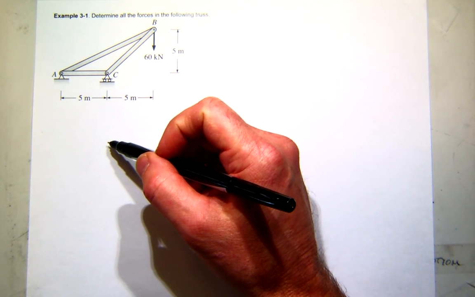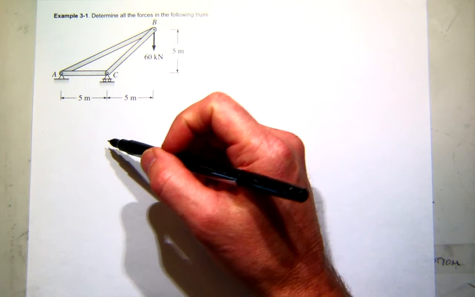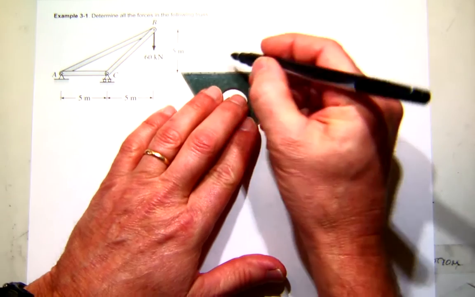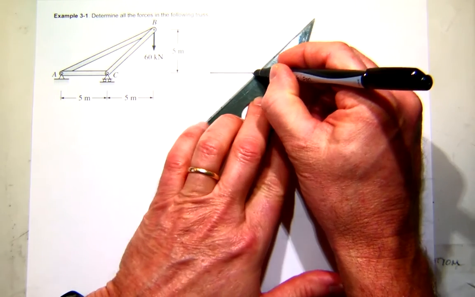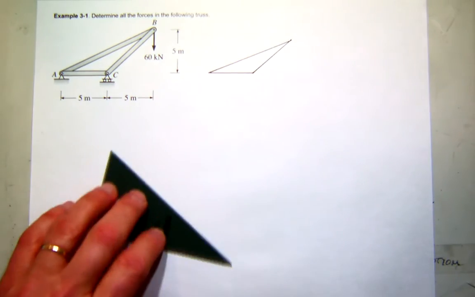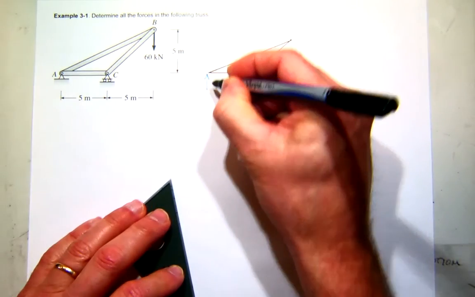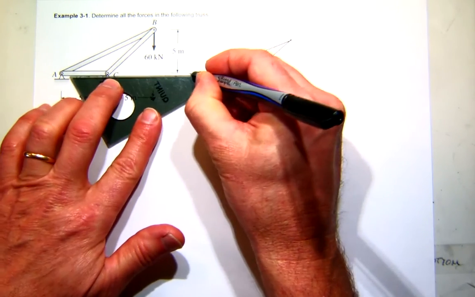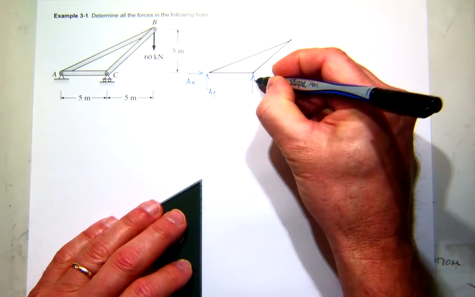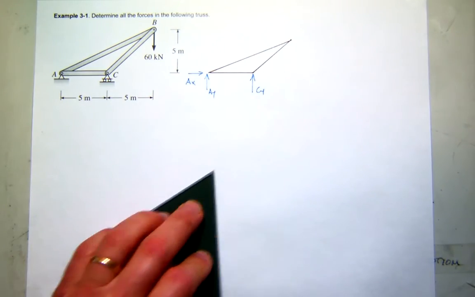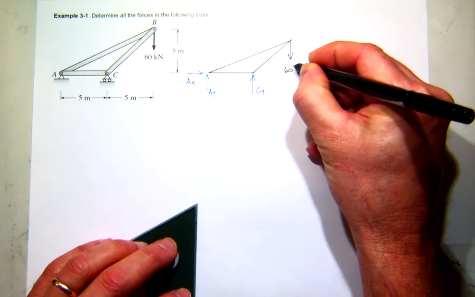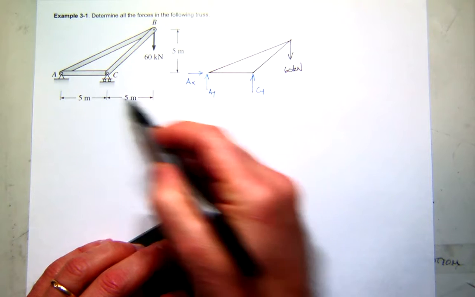So again, as we mentioned before, there's probably going to be lots of ways to go through this, but I'm going to start by finding my reactions. So I'm going to come over here, and I'm going to quickly draw a free body diagram of the structure. I'm going to assume that I have reactions at A in the X and Y direction, and then 1 at C in the Y direction, and then I have this applied load over here at B, which is 60 kilonewtons. And you can see the dimensions.